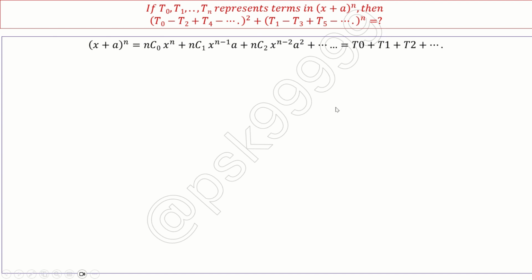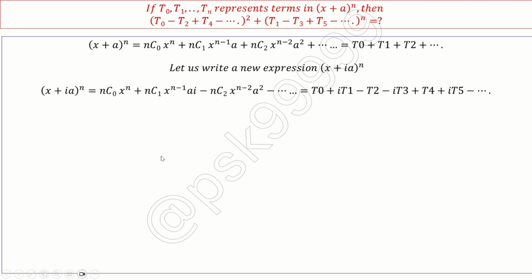How can you do this? Let's take a fresh binomial expression using complex numbers: (x plus ia) to the power of n, where i is iota. Now let's expand this. It will become nc0 x to the power of n, first one, nc1 x to the power of n minus 1 ai, minus nc2 x to the power of n minus 2 a square. It will become minus, because i square is minus 1, and so on. So this is t0 plus i t1 minus t2 minus i t3, plus t4, because i into i square you will get here, which is minus 1 into minus 1, which is plus 1.